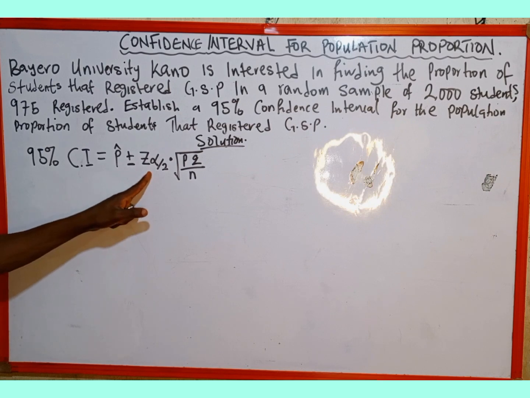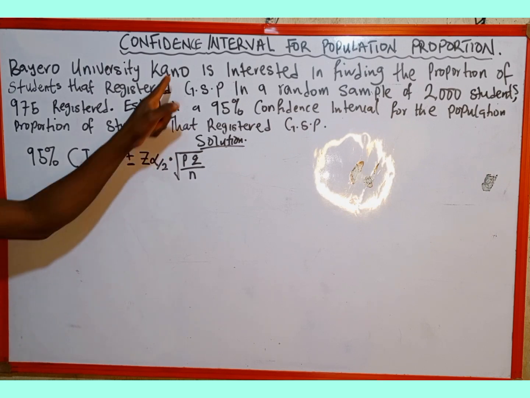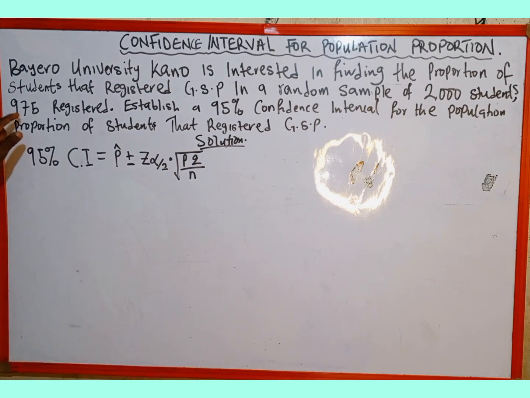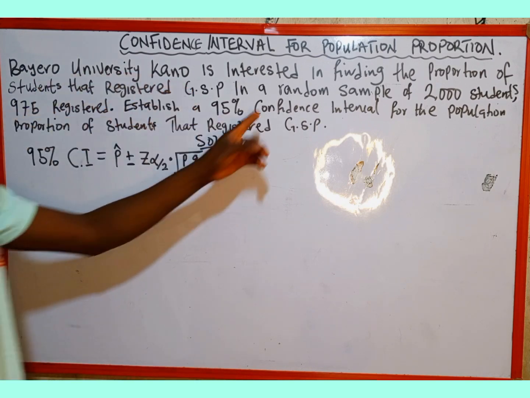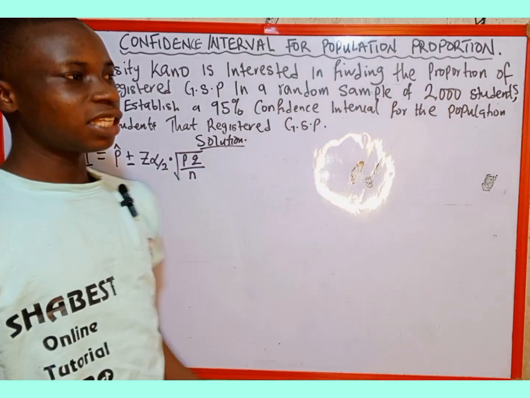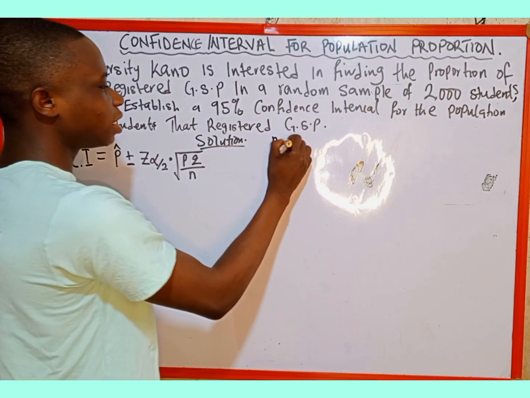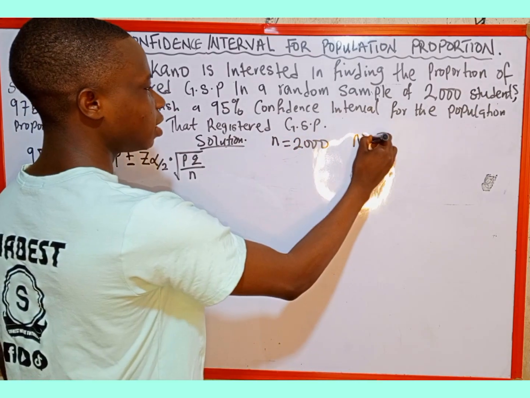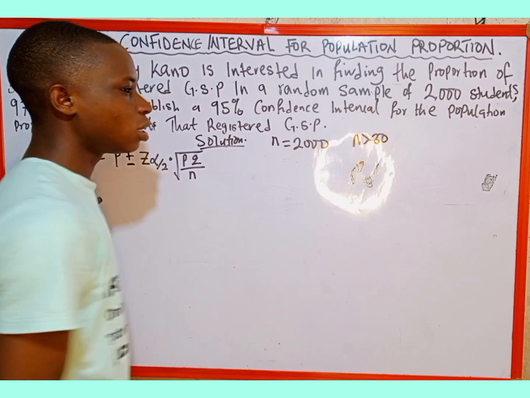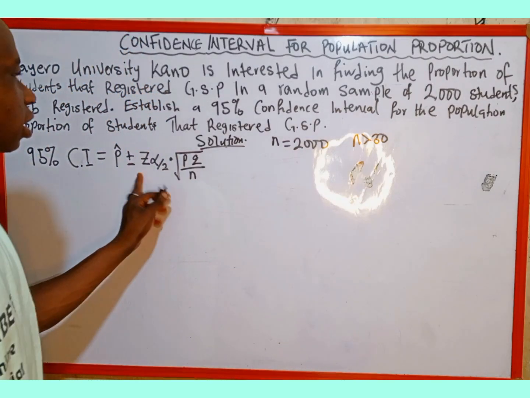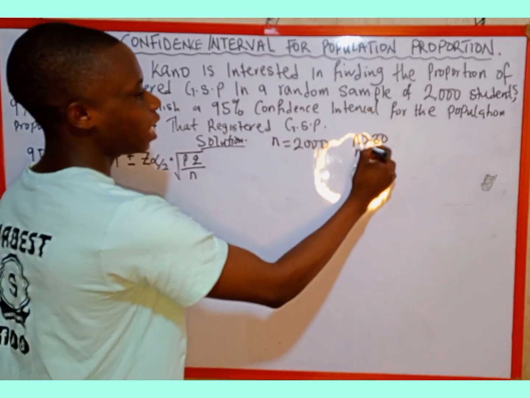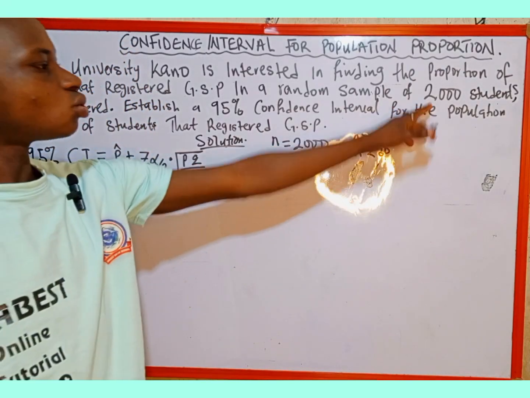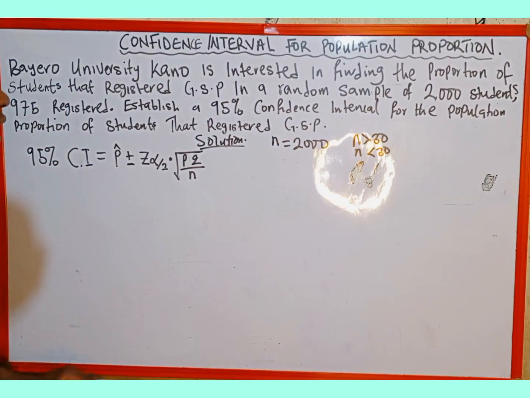So we are using Z because the sample is greater than 30. In a random sample of 2,000, the sample is 2,000, which can be represented as N equals 2,000. And remember, when N is greater than 30, that is when we can use a Z table. In other words, if N is less than 30, we are going to use the T table. But in this case, since the sample is 2,000, we are going to use the Z table.